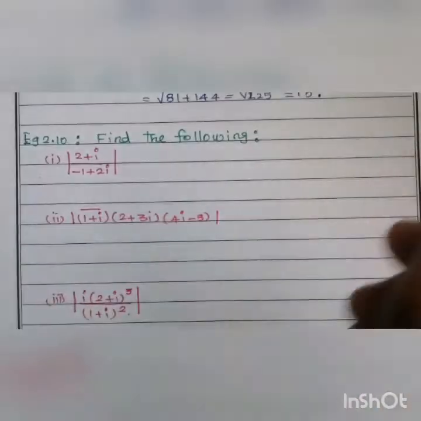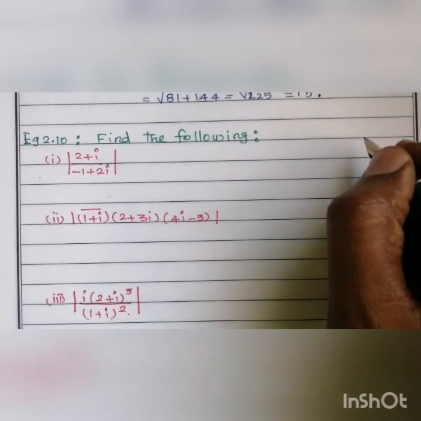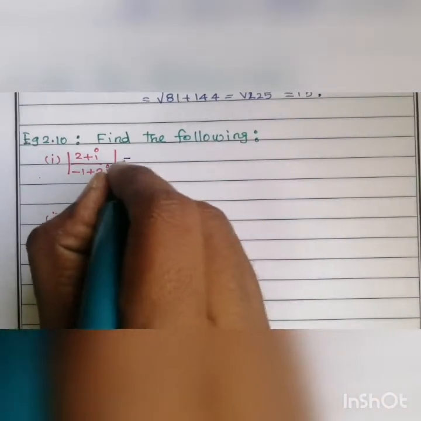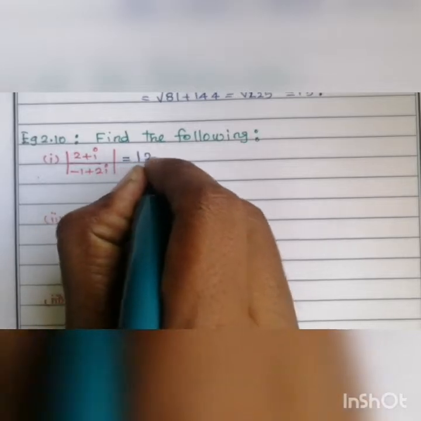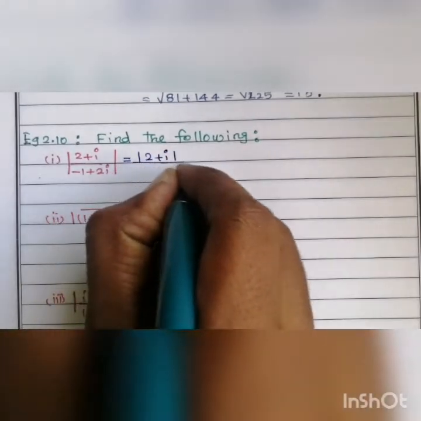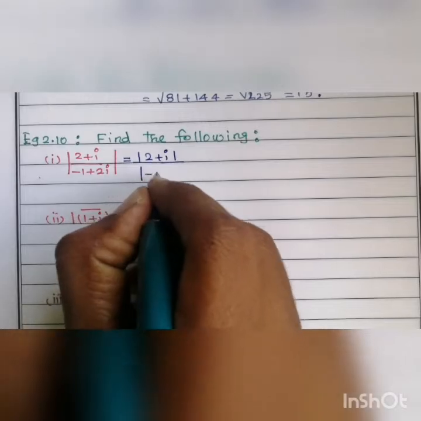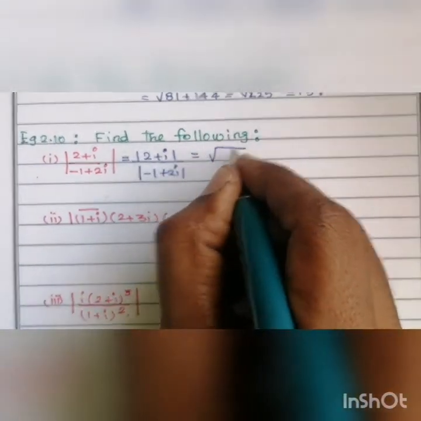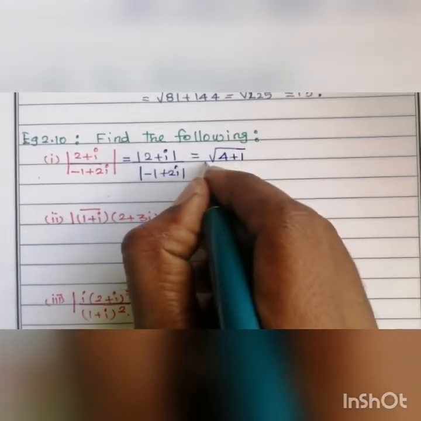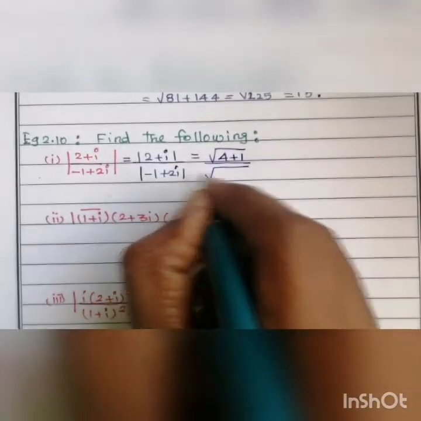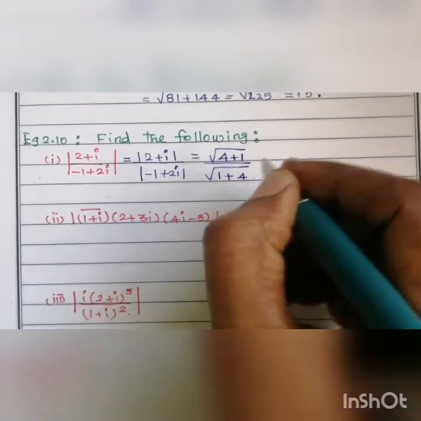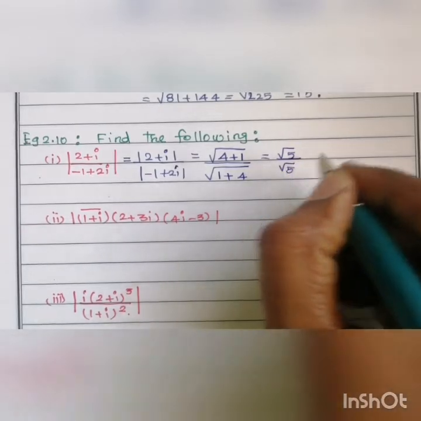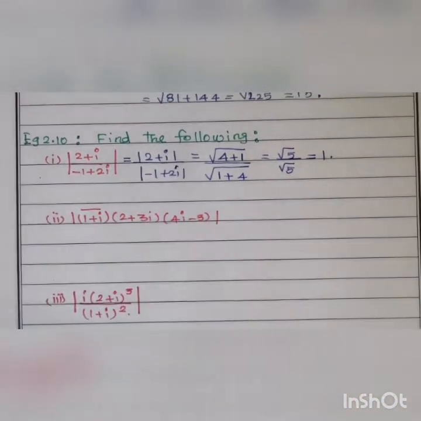So we know that the modulus of the quotient of two complex numbers is always equal to the quotient of their moduli, that is modulus of 2 plus i divided by modulus of minus 1 plus 2i. So that is equal to square root of real part the whole square plus imaginary part the whole square, divided by square root of real part the whole square plus imaginary part the whole square, that is equal to root 5 divided by root 5, that is equal to 1. Okay, the next one.